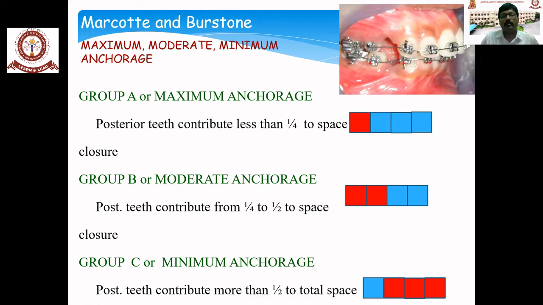Next is group B or moderate anchorage, in which half of the space is closed by protraction of the posteriors and half of the space is closed by retraction of the anteriors. And the last one is group C or minimum anchorage, wherein lots of molar protraction is achieved, almost 3/4, and the space closure is done by 3/4 posterior protraction, posteriors coming forward, and 1/4 of the anteriors being guided backward.